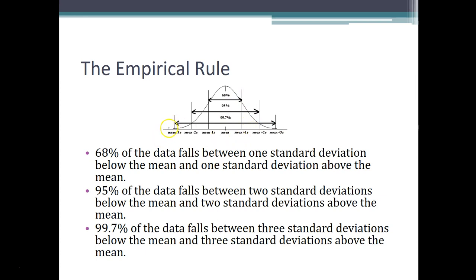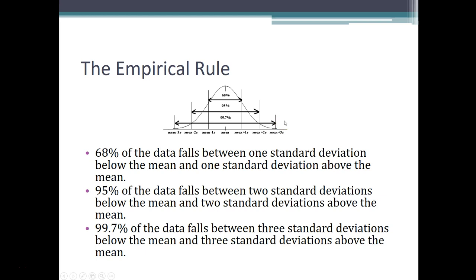Then there's these little, they call them tails, these little pieces on the ends that don't quite touch the ground. 0.3% of your data will fall in those tails. So 0.15% here in this tail and 0.15% there in that tail. And those are the extremes.